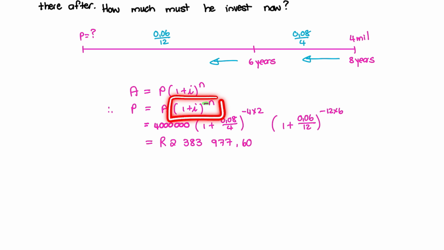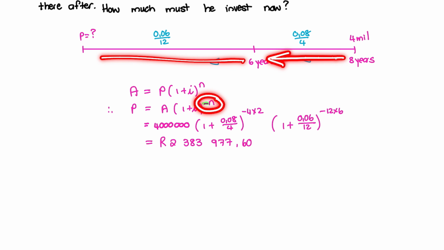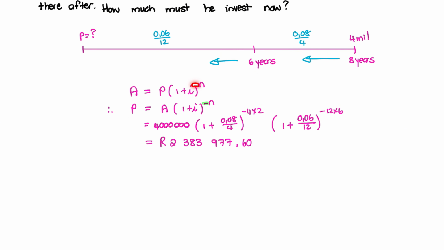Just quickly, another note on this. The bracket with a negative exponent allows me to work backwards in time. When n is positive, we are moving forward in time, and when n is negative, we are moving backwards in time.